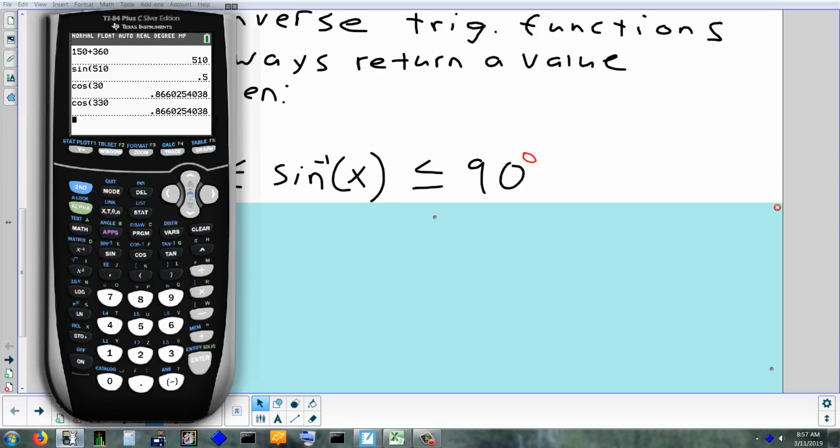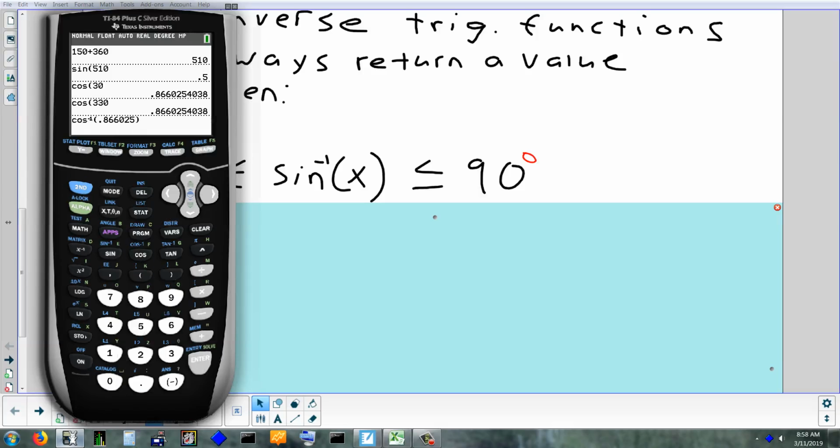How do those two answers compare? They're the same, that's the problem. So now we're saying, well, what would happen if I did the inverse cosine of 0.866025? I'm not going to type it all in. But the question is, which answer would it give me? It can only give me one.